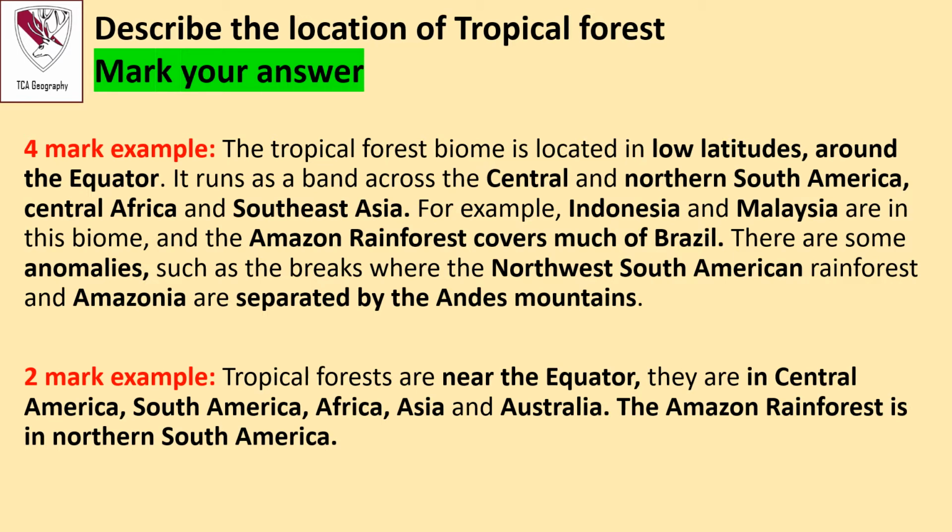And now have a look at these examples so that you can mark your own. So remember that this question was marked out of 4. A 4-mark example has a lot of detail. It shows the patterns, it mentions the continents and the countries, and it also uses compass directions to say which parts of the continents. As well as the basic pattern, it also has the anomalies.